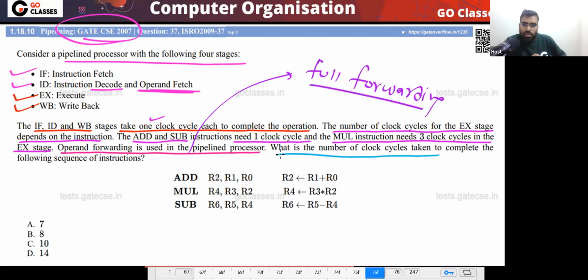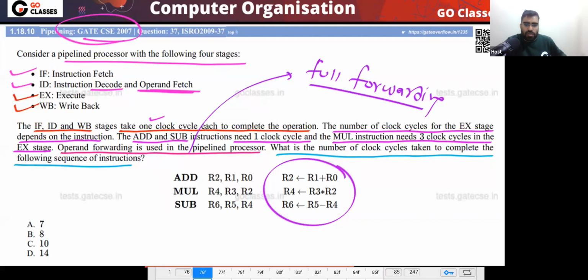Now, what is the number of clock cycles taken to complete the following sequence of instructions? These instructions are given to you. How many clock cycles do you need? Remember, the forwarding is given. Okay, let's solve it. So this is actually a very easy question.